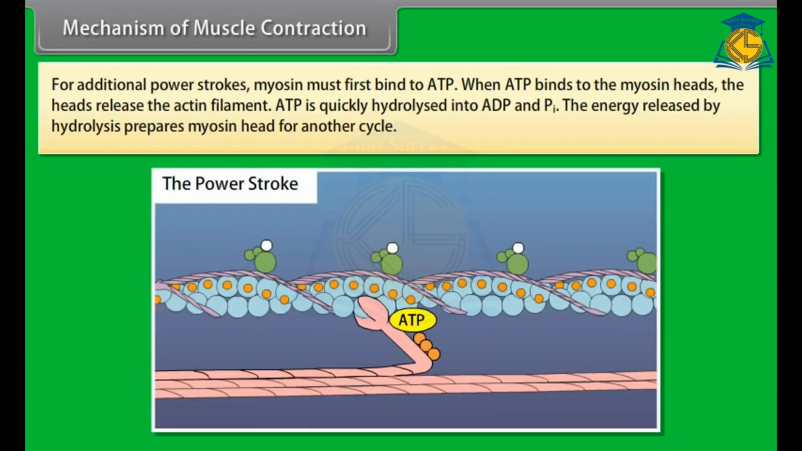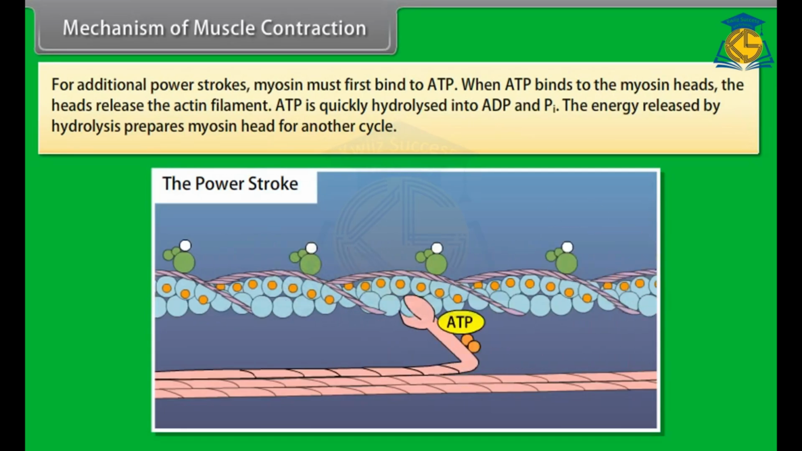For additional power strokes, myosin must first bind to ATP. When ATP binds to the myosin heads, the heads release the actin filament. ATP is quickly hydrolyzed into ADP and Pi. The energy released by hydrolysis prepares the myosin head for another cycle.